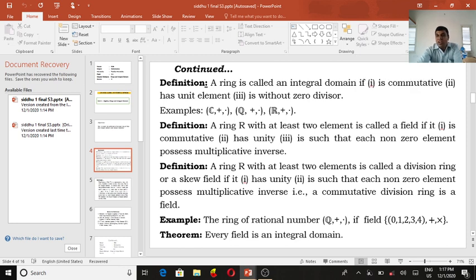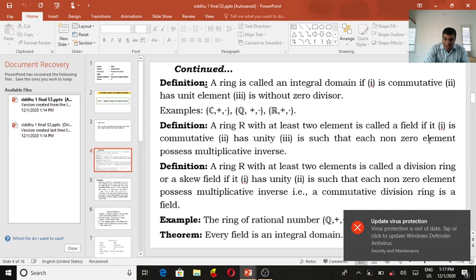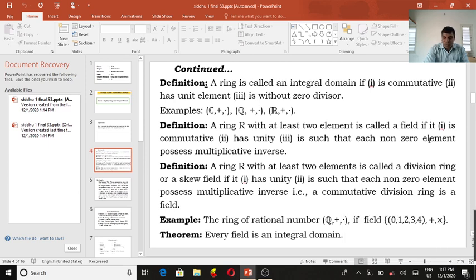The definition of an integral domain: first it is commutative, has a unit element, and is without zero divisors. Without zero divisors means that if you take A an element of the ring and B an element of the ring, with A not equal to 0 and B not equal to 0, the product should not be 0. In this case it is called an integral domain. An integral domain must be commutative, have a unit element, and have no zero divisors.